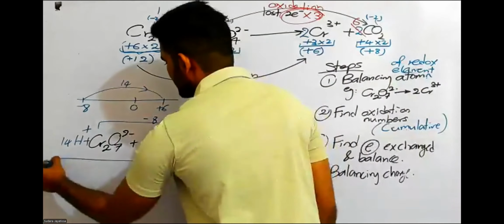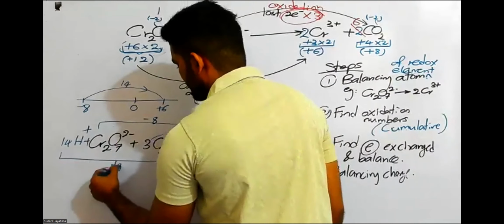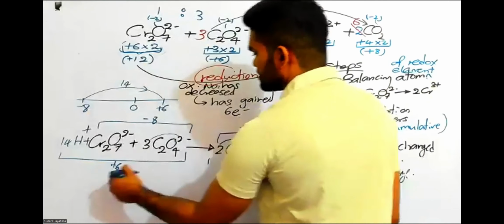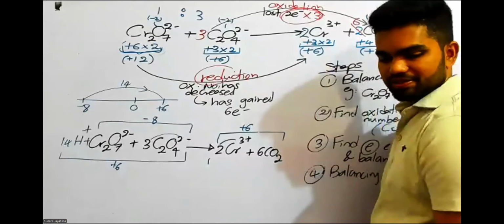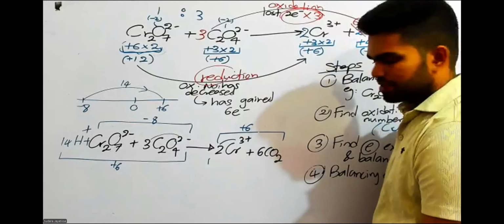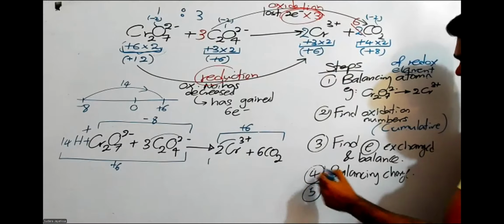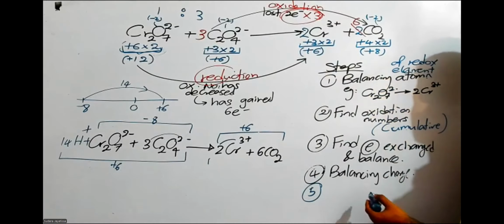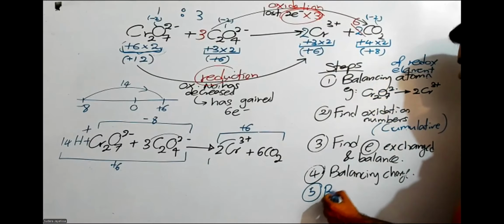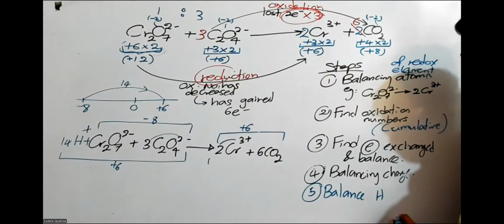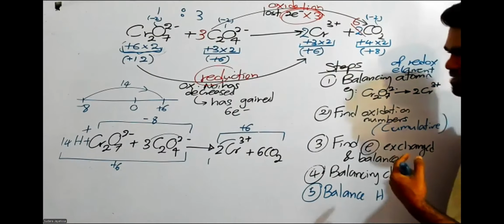If you check the charges here, it is plus 8 on this side, plus 6. And the other side charge is also plus 6. Now it is balanced. Understood now? So that's what is called balancing the charge. And our final step is, after doing all these things, you can balance the number of hydrogen atoms. Balance hydrogen. For that, we are adding water.